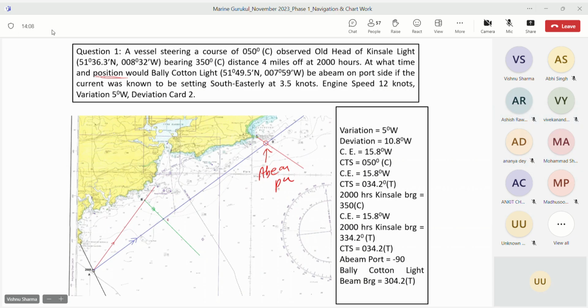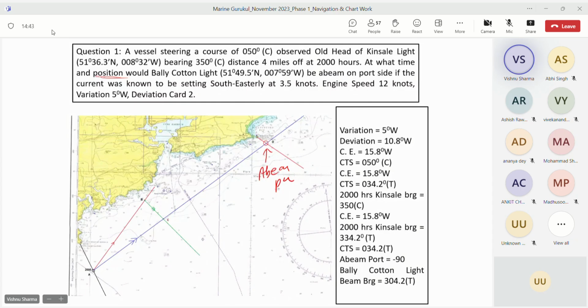Yes, sir. Okay, where am I starting? Where is my ship starting from? Look at the plot. Point A. And to reach point D, what distance does she have to make good? Distance AD. Yes or no? Yes, sir. And this distance will be made good at what speed? Engine speed or speed made good? Speed made good. AC is the speed made good. You have already told me.